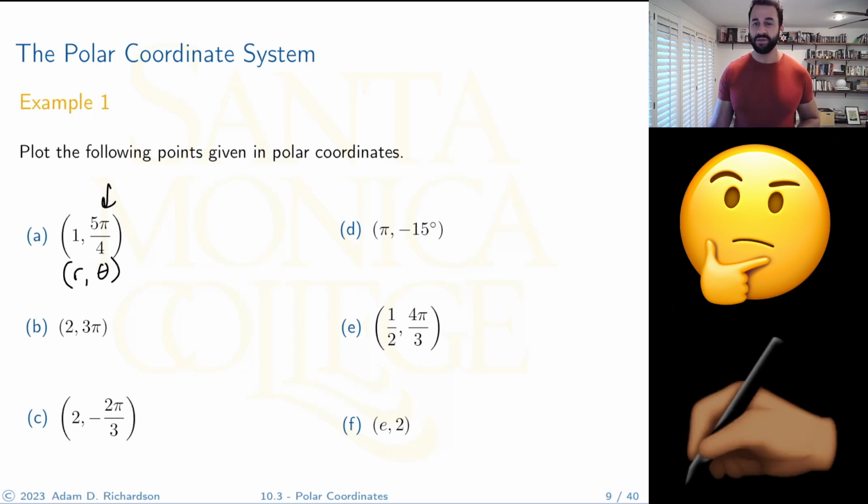All right, now you try to do it yourself. Try to plot these points that are given in polar coordinates. So draw yourself a little horizontal ray, and then think about what angle you would have when you tipped up from that ray. Go for it.